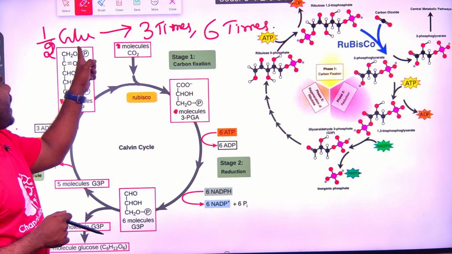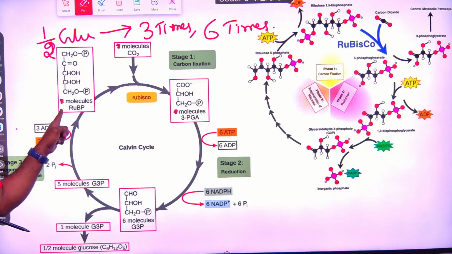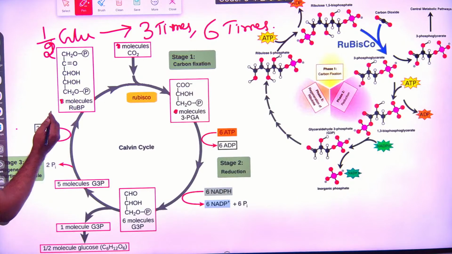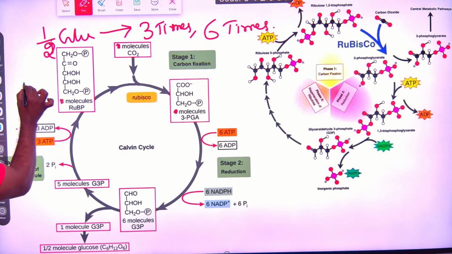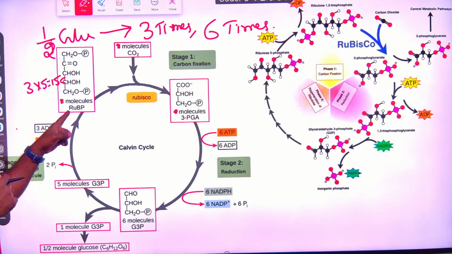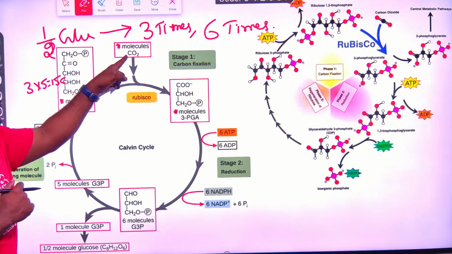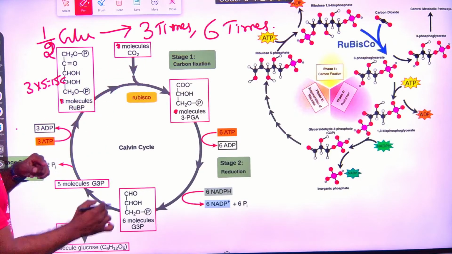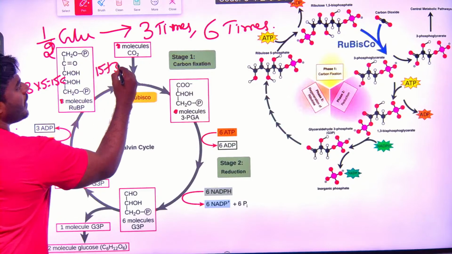Let's calculate for half first. 1 turn, 1 RuBP will come. So 3 turns, 3 RuBP will come. 1 RuBP is how many carbon? 5 carbon. 3 into 5, 15 carbon. Very good. As we said, every time 1 RuBP accepts 1 carbon. So 3 RuBP accept 3 carbon. 15 plus 3, 18 carbon.